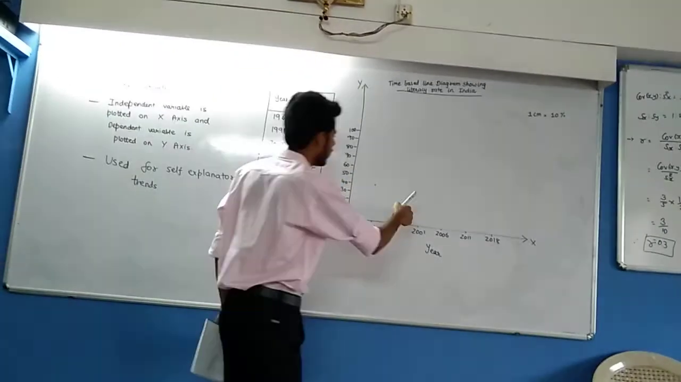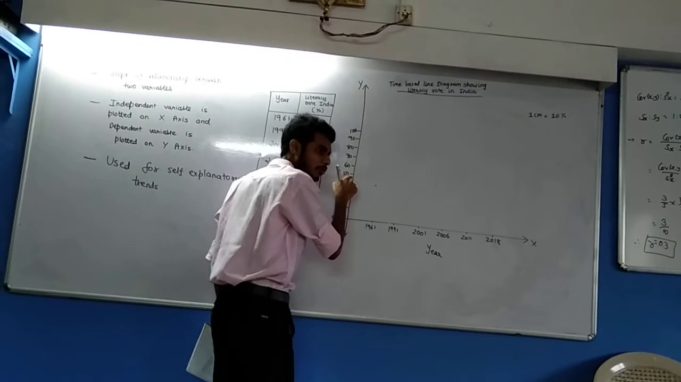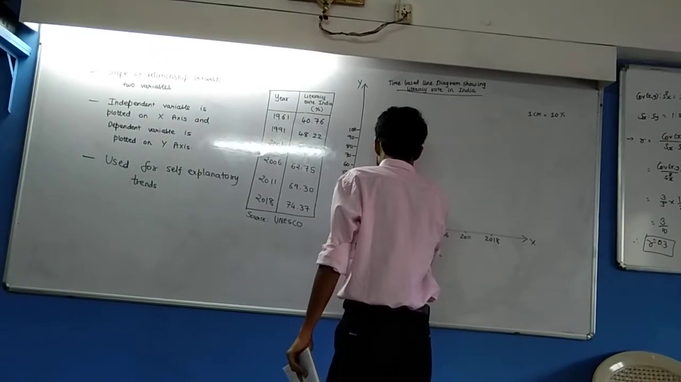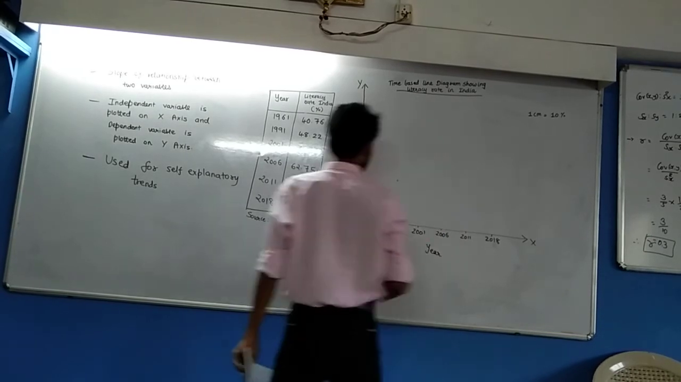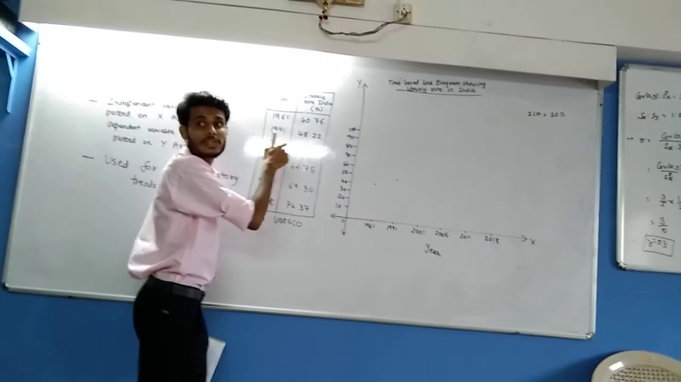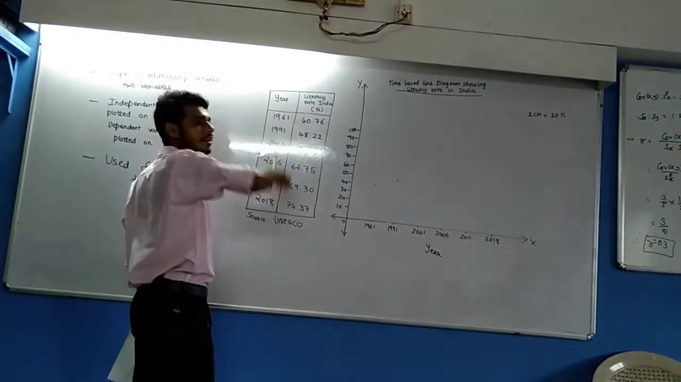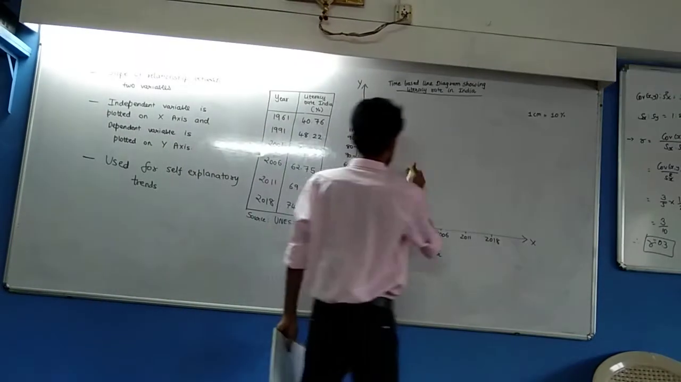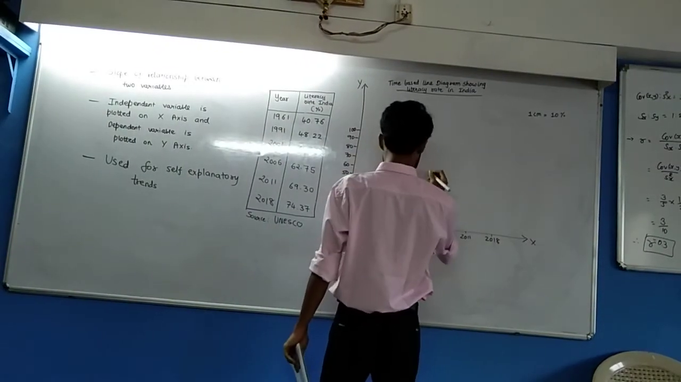Then it is 48.22, which will be nearer to 50. So you will make a point a little above this point. After that, in 2001, you can see that the literacy levels have increased tremendously. It went from 48 to 61. So you are going to plot that also.